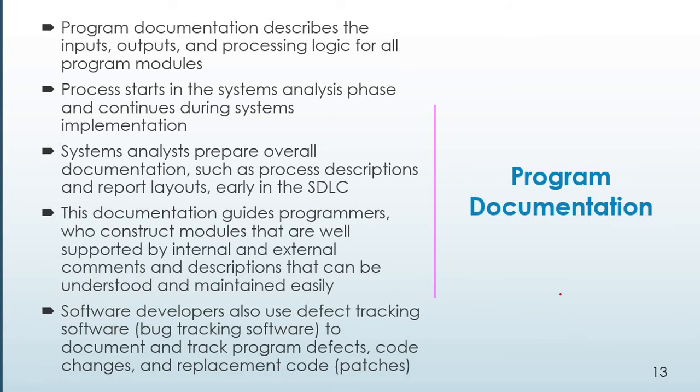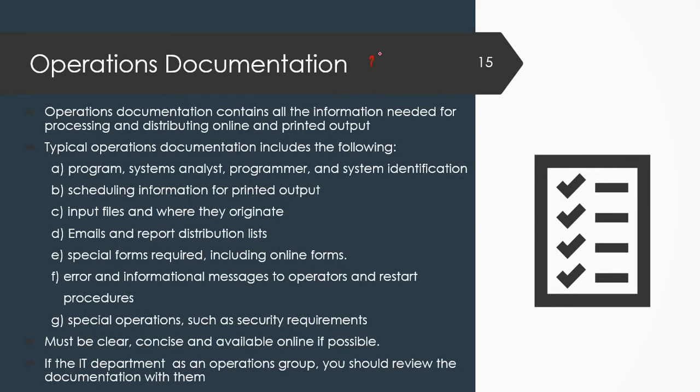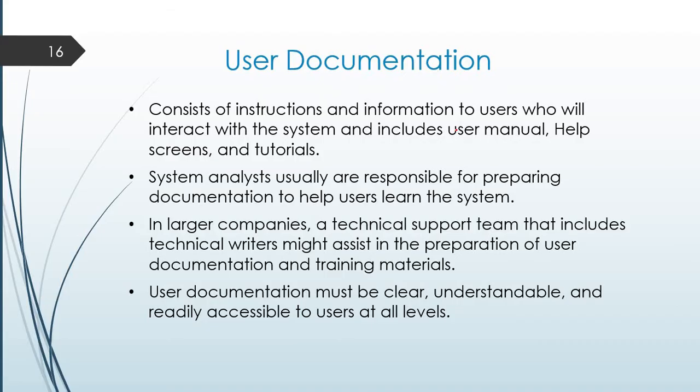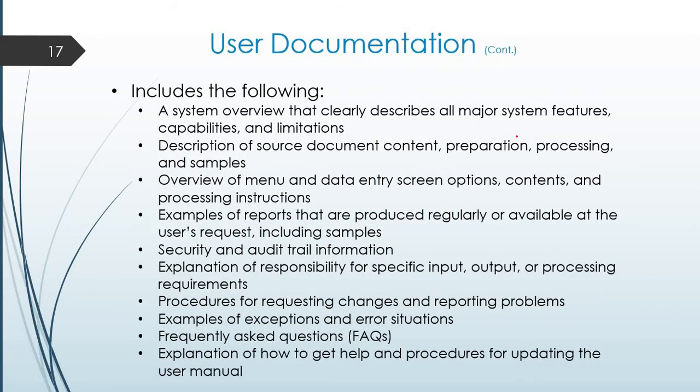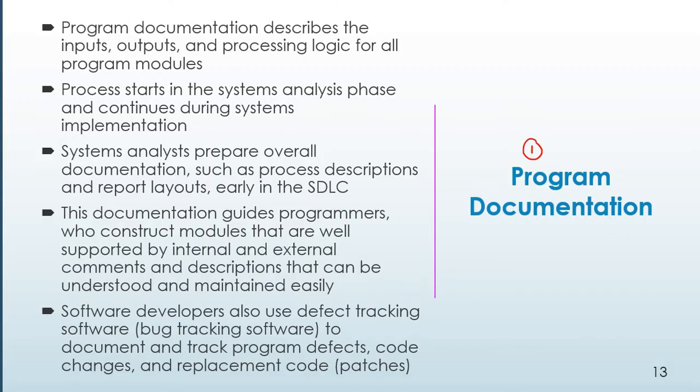Okay, so under the documentation, the first one is the program documentation. The second one is the system documentation. The third one is the operation documentation. And the final one is the user documentation. So we have 4 types of documentation. Just now we had 3 types of testing, and now we have 4 types of documentation.